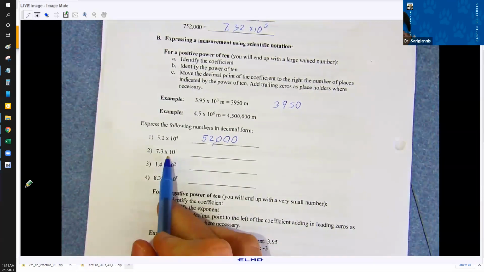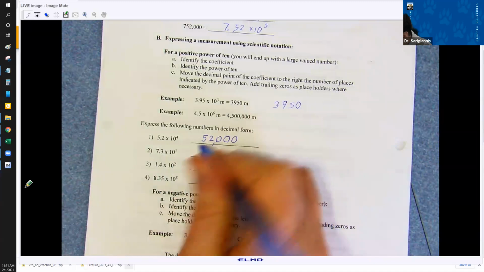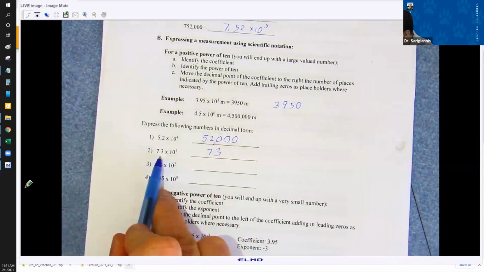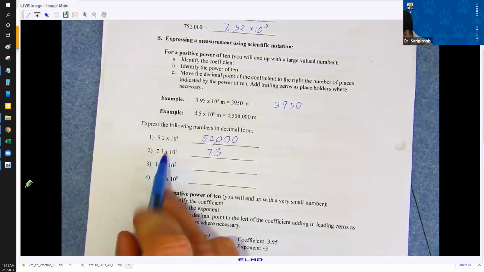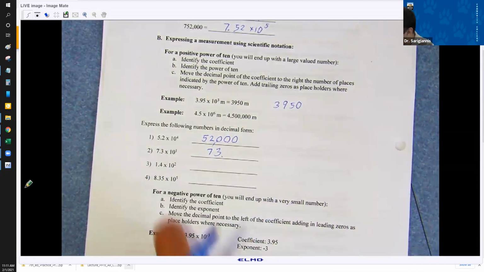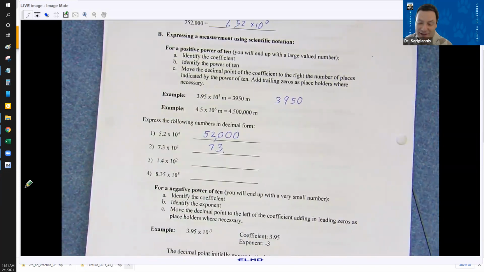This one here, 7.3 times 10 to the 1st. I'm multiplying by 10, basically. 10 to the 1st is 10. I'm moving it over 1, so 73. You don't even really need the decimal point. All right, why don't you guys try the next two, and then I'll give you, I don't know, 30 seconds. It should be pretty quick.